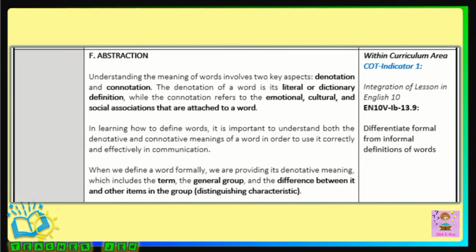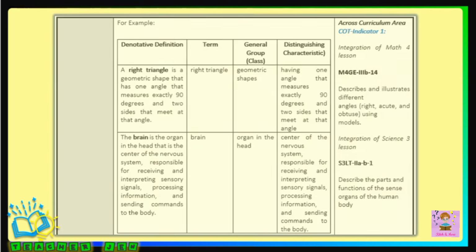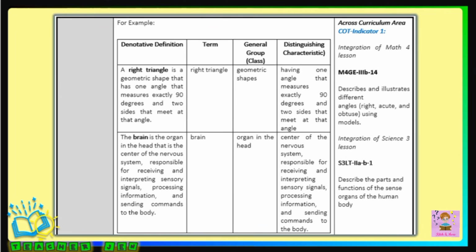We are now in the abstraction part of my lesson plan. Here I am applying again COT Indicator 1. I am focused here on the integration of the learners' previous knowledge about the formal and informal definition of words. In this part, I have provided learners with various examples of denotative definition.